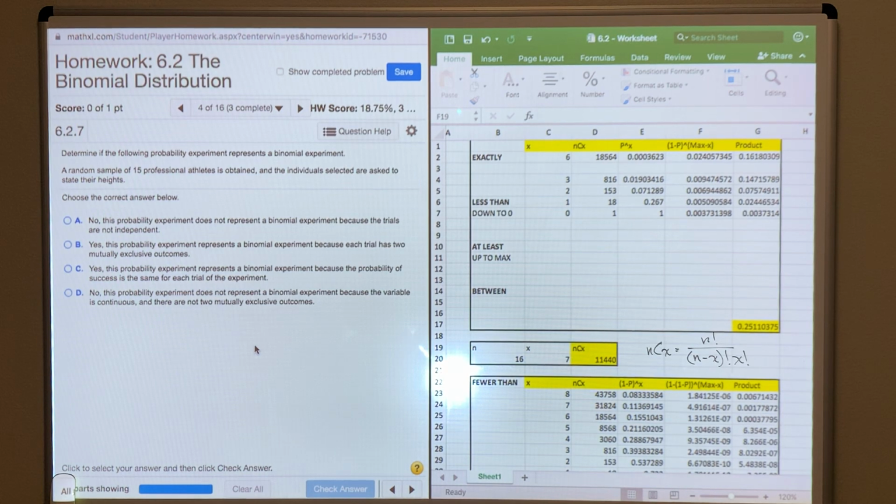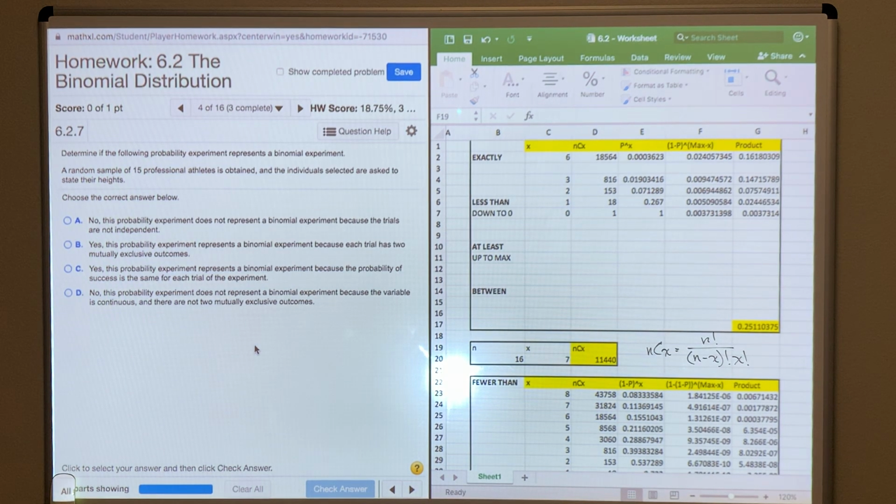So with that said, the first thing is random sample. That's good. That means all of our athletes are going to be independent. They're not going to be related. The next thing is the individuals selected are asked to state their heights. This is a problem because heights change. There's not an outcome to that. You've got a big, wide range.